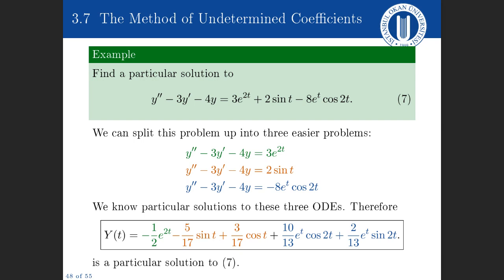This green function, minus a half e to the power 2t, was a particular solution to the green differential equation. The orange function, minus 5 over 17 sine t plus 3 over 17 cos 2t, is a particular solution to the orange equation. And this blue function, we just did this in the previous example, 10 over 13 e to the power t cos 2t plus 2 over 13 e to the t sine 2t, is a particular solution to the blue differential equation. Add them together and we end up with a particular solution to equation 7.